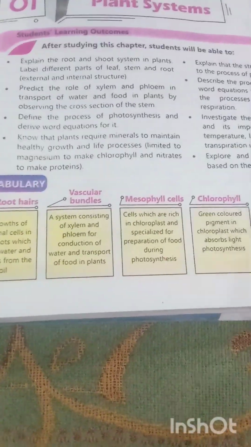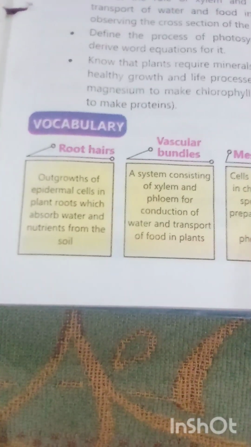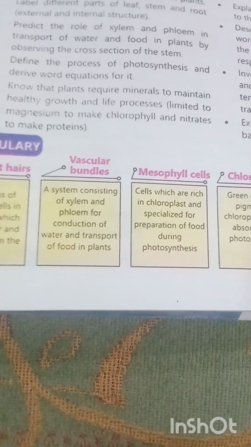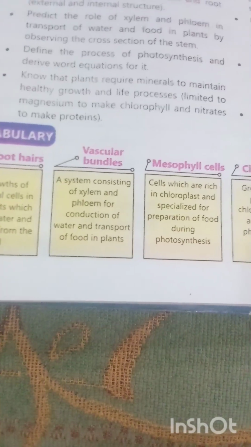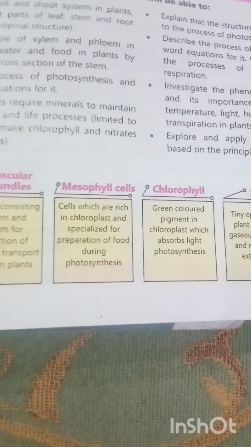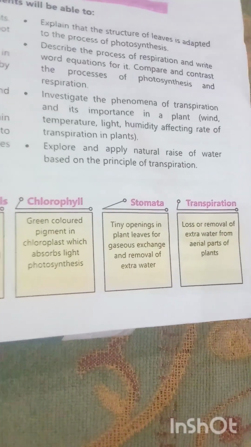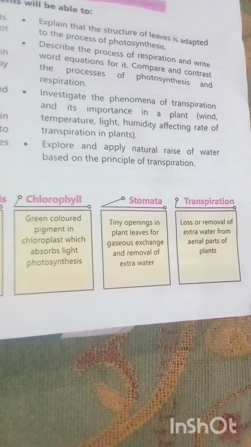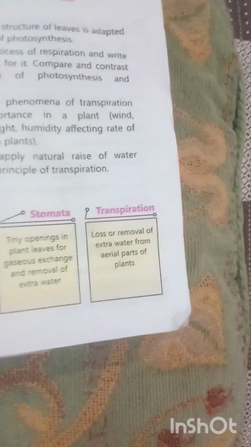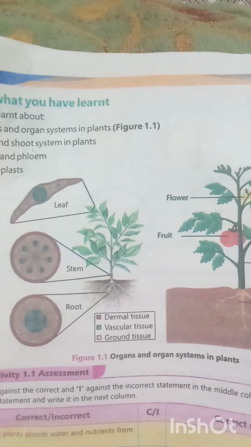Vocabulary means these points are used in the whole chapter. Root hairs: outgrowths of epidermal cells in plant roots which absorb water and nutrients from the soil. Vascular system: a system consisting of xylem and phloem for conduction of water and transport of food in plants. Mesophyll cells: cells which are rich in chloroplasts and specialized for preparation of food during photosynthesis. Stomata: tiny openings in plant leaves for gaseous exchange and removal of extra water. Transpiration: loss or removal of extra water from aerial parts of plants.